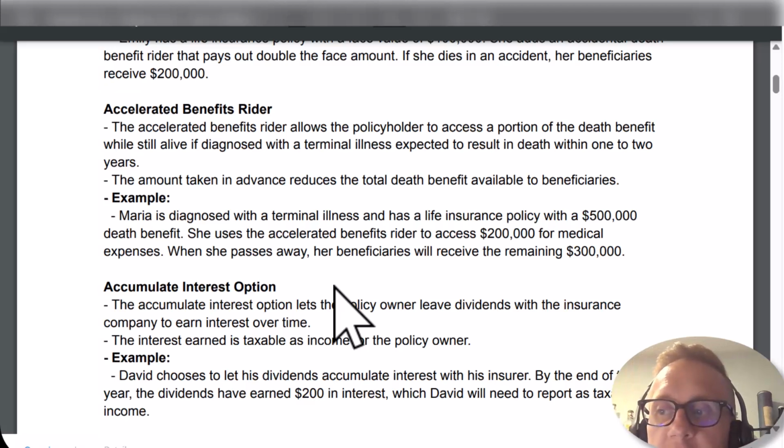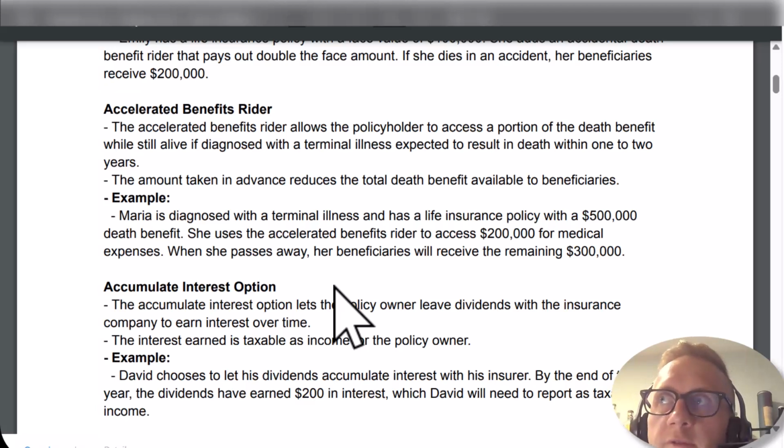So the accelerated benefits rider is actually awesome. It's a really good feature on life insurance policies. Usually they don't charge any extra money for it. Usually it's included in the policies, the ones that I've seen. I've seen a lot of them.